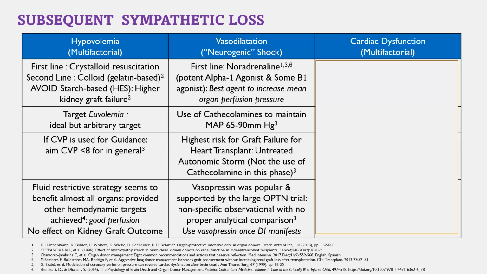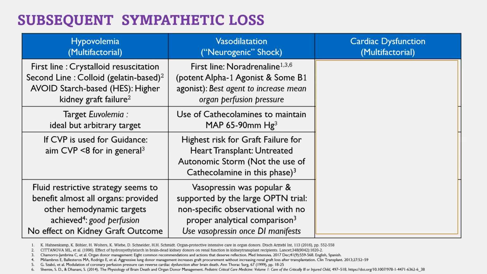It's not the use of catecholamines that leads to poor outcome. It's actually the untreated autonomic storm that has the higher risk of causing graft failure for heart transplant, and not the use of catecholamine in this phase.